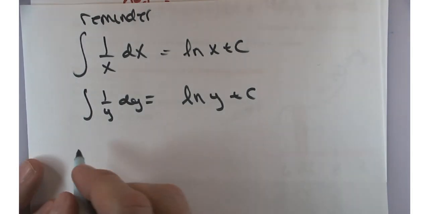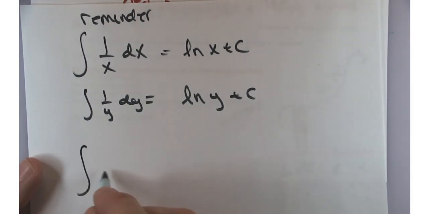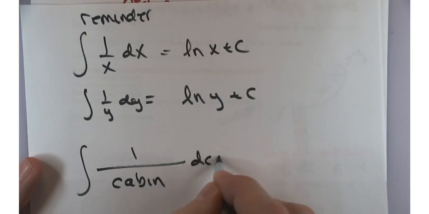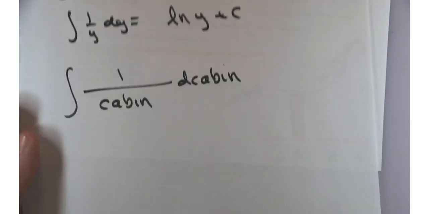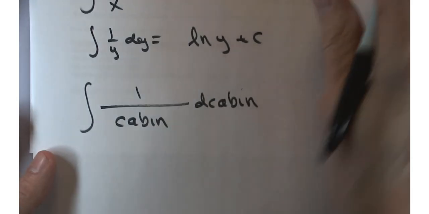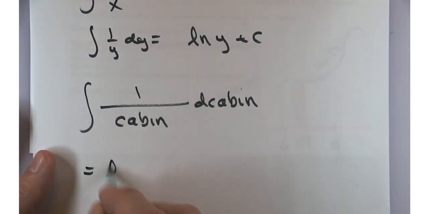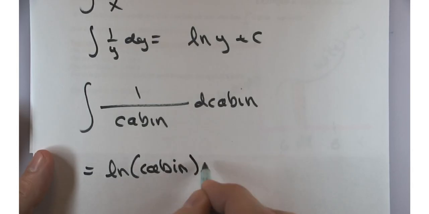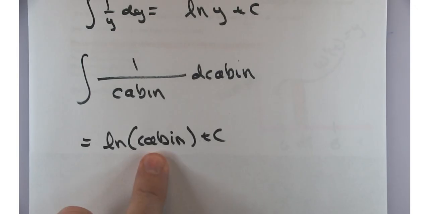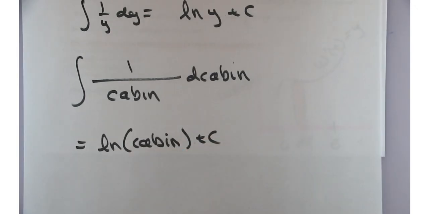But let's do something a little bit fun. Let's integrate 1 over cabin d cabin. Any guesses as to what that's going to be? Yeah, ln of cabin plus c. Log cabin plus the ocean plus c. There's your houseboat.